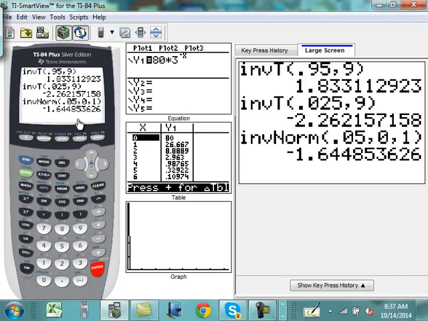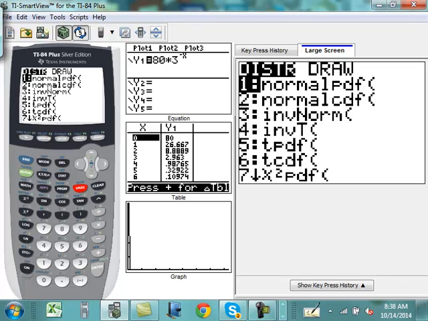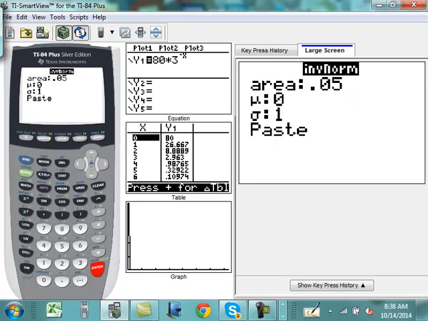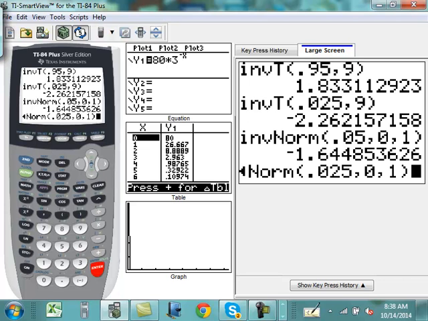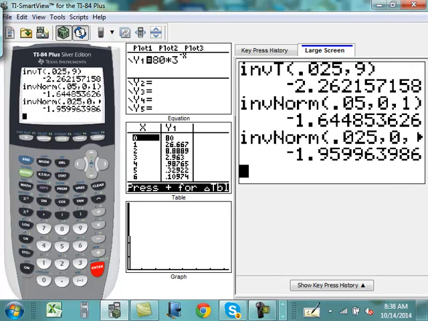Or if you have a two-tailed test with alpha 0.05, then you just do inverse norm. And area under the curve would be 0.025. And you plug in mu and sigma and then paste. And then your left critical value would be negative 1.96, which should sound familiar, huh? And if it's a two-tailed test, then your right critical value would be positive 1.96. Okay?